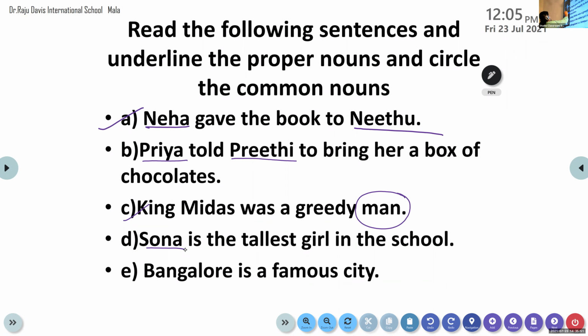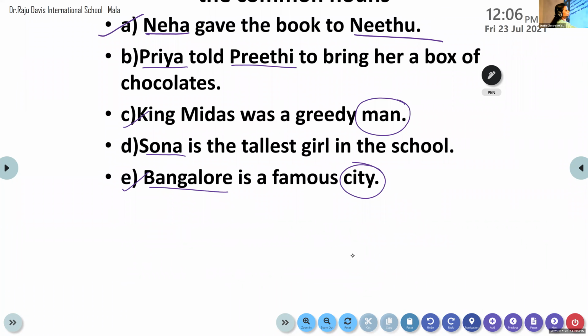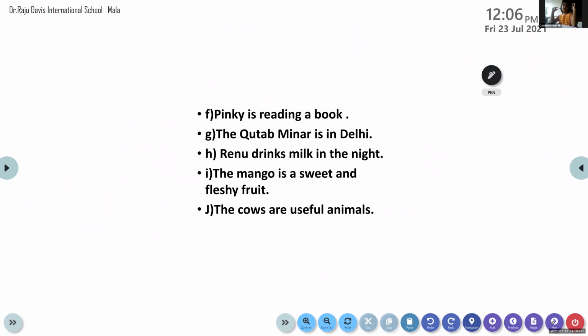Okay, Mivon and Miva. Come on. Yes, read the fifth question. Bangalore is a famous city. Okay, pick out the proper noun. Bangalore. Bangalore, very good. And which is a common noun in that sentence? City. City, very good. Okay. So this is how we identify the proper noun and the common noun in the sentence.